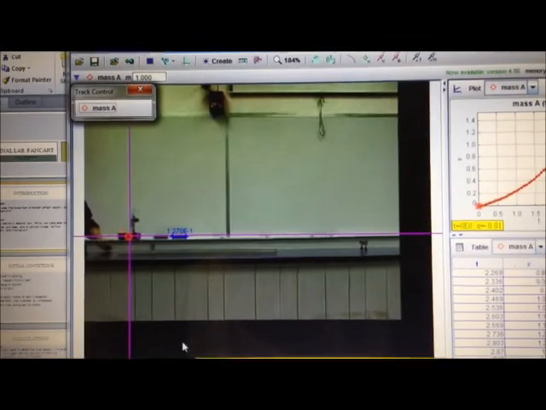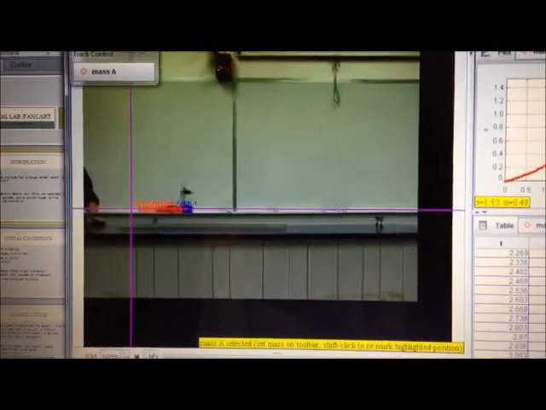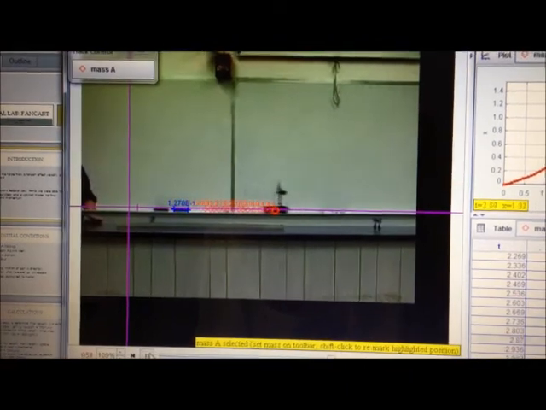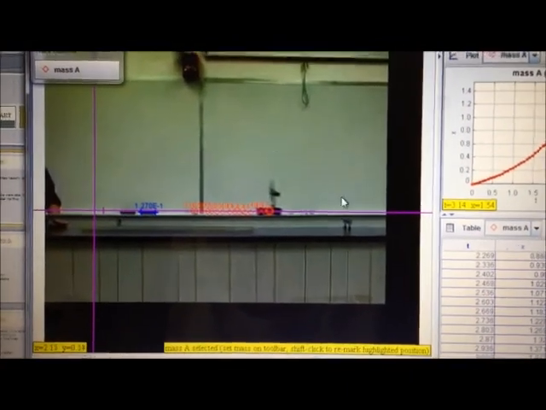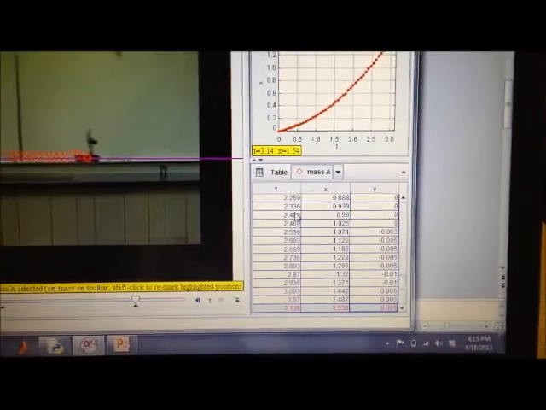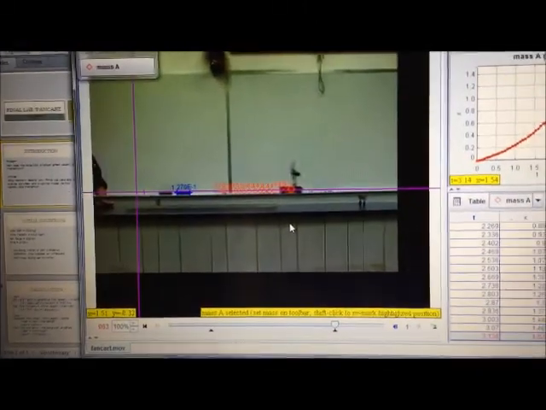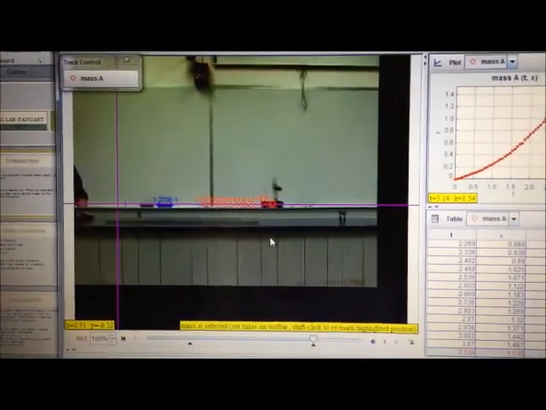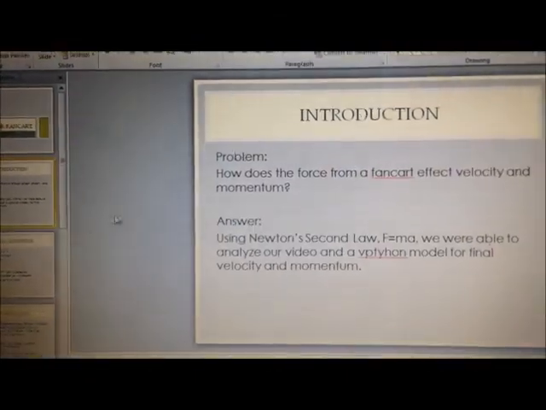So you can see here that I tracked the center of mass as it moves, and the only force acting on it in the x direction is the force due to the fan. So then I took this data, and I have my x data and my time data, and I was able to use force equals mass times acceleration so that the change in position over the change in time gives me my velocity at any point.